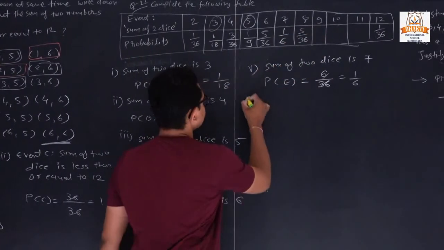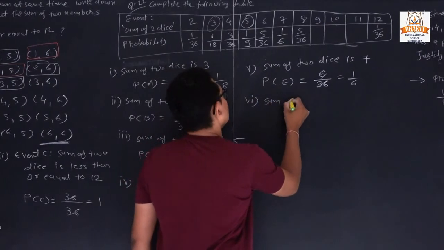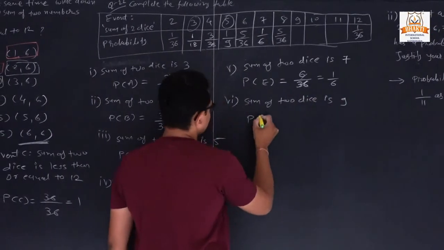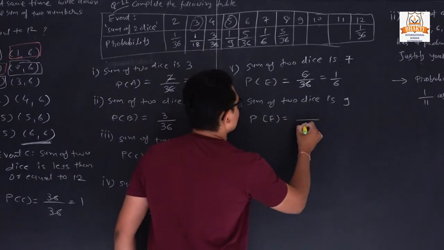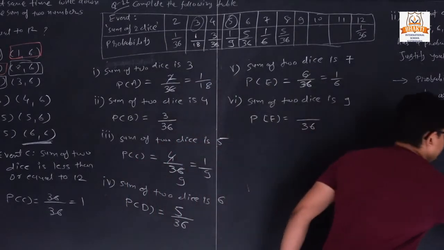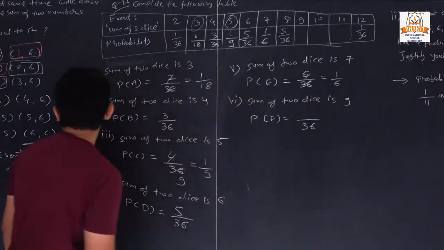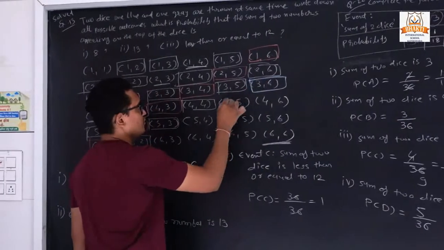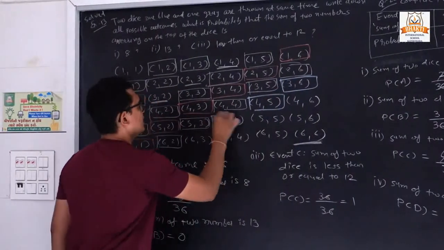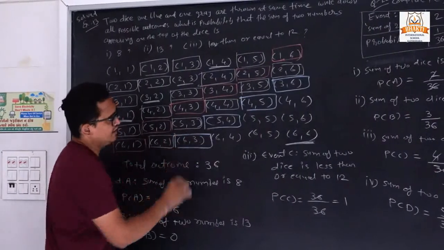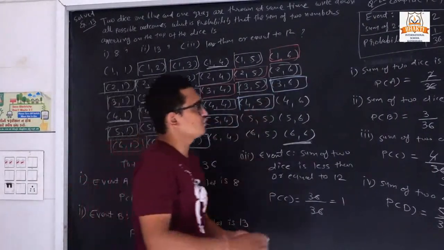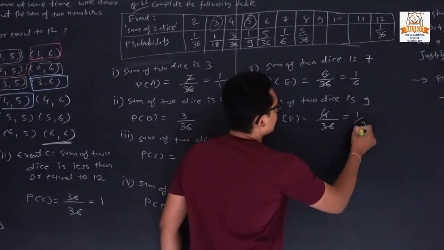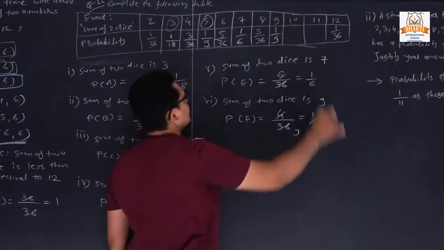Now for a sum of 9. Sum of 2 dice is 9. So total events are 36. So how many events have a sum of 9? We can find out. 3 plus 6 is 9, 4 plus 5 is 9, 5 plus 4 is 9, 6 plus 3 is 9. So 1, 2, 3 and 4. So what is our answer? 4 upon 36. So once again it will be 1 by 9 because 4 nines are 36.